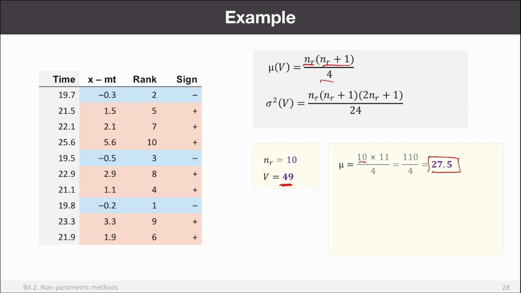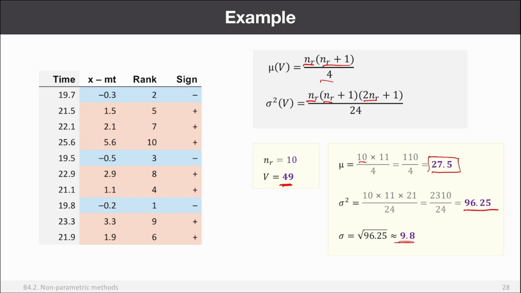But is it a big distance or not? We don't know, because we need to compute the standard deviation, standard error, in order to find out how big this distance is, right? So first we compute the variance by just putting the 10 into this, and it will give us 96.25. And then we compute the standard error for the V statistic by taking the square root of the variance. It's 9.8.